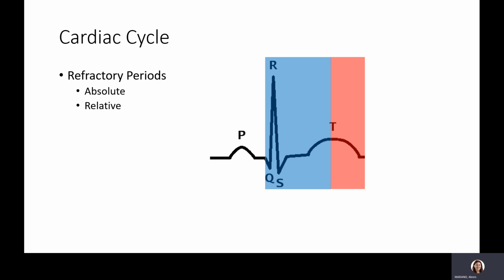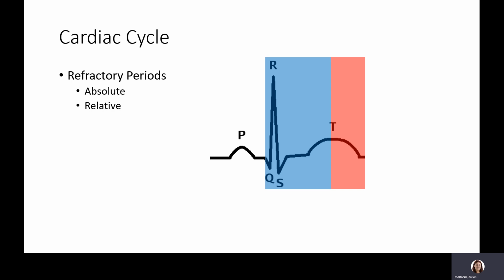The first one we're going to talk about is the absolute refractory period. That is this area that's indicated by the blue highlighting. You can see it begins at the very beginning of the QRS all the way halfway through the T wave. During this time, if the heart is already in this QRS complex, it's not going to respond to any other stimulus. It's going to ignore it.